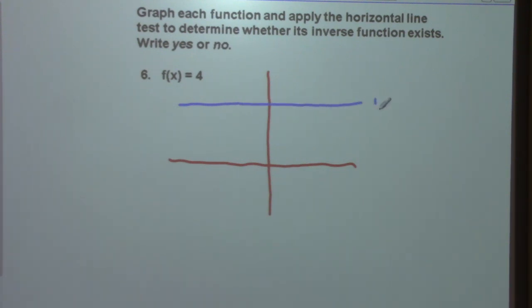So we have y equals 4. Does this pass the horizontal line test? No. Why does it not? Robert, why does it not pass the horizontal line test? It touches everywhere. Yeah, it touches everywhere. It is a horizontal line. So this fails the horizontal line test by definition, as much as it's possible to fail. All right, good.